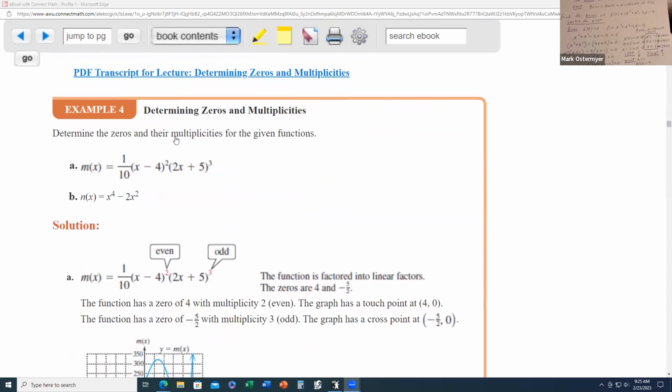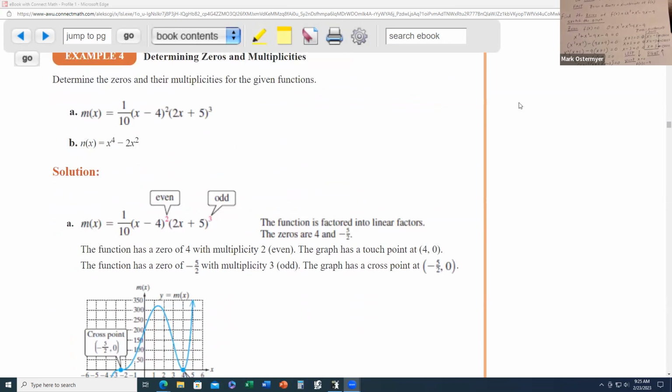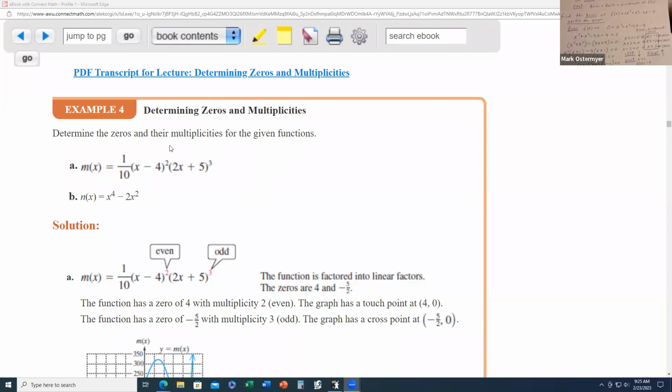Okay. All right, let's take a look at this one here. This is example 4. We're just going to walk through this example. It's a very, very wise thing to always be looking at these examples and try to study what's going on with them. It says determine the zeros and their multiplicities. Notice it says multiplicities for the given function.